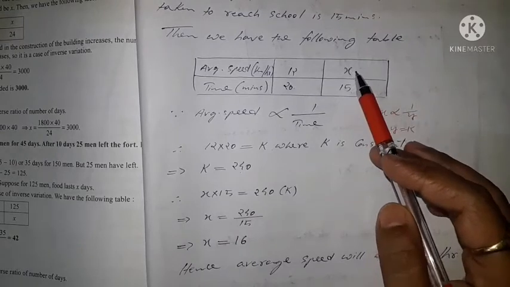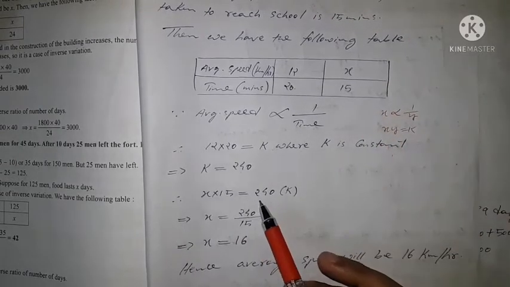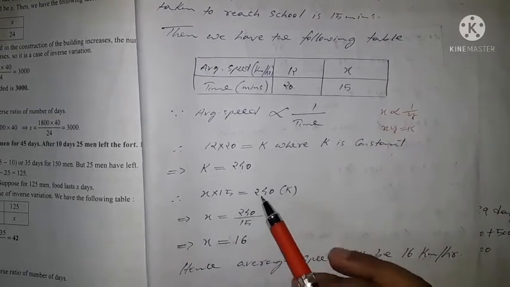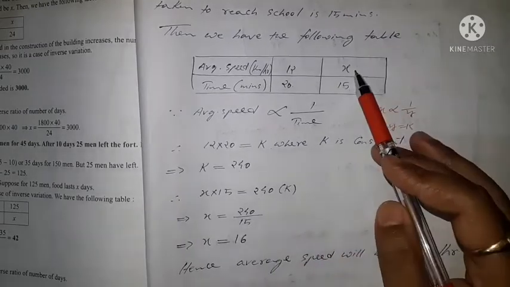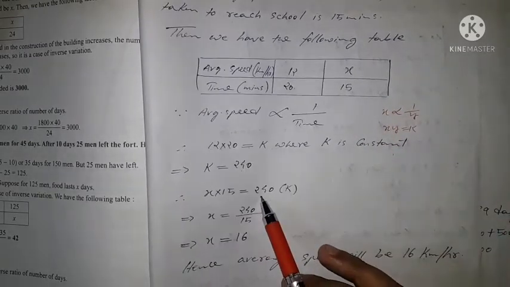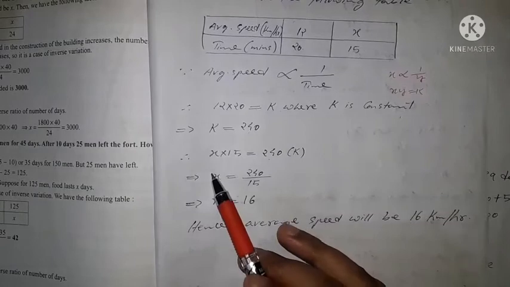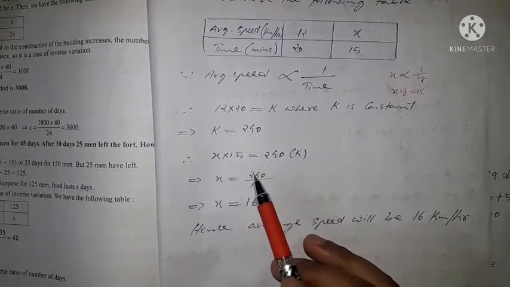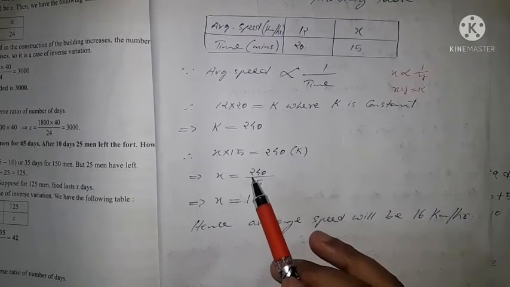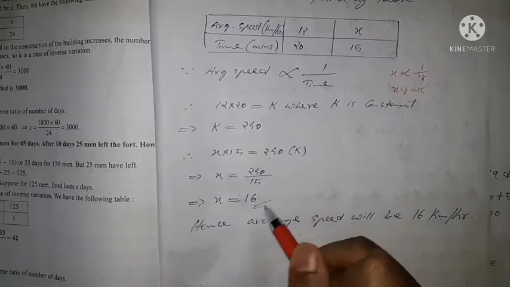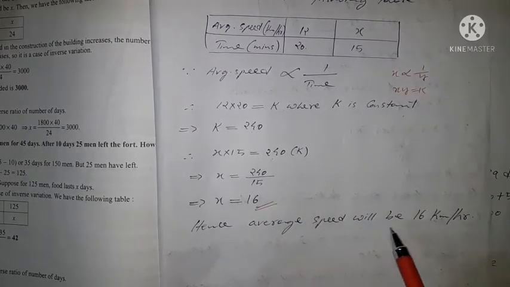So therefore x into 15 is equal to 240, since this is the value of k, so the value of k remains the same. So x into 15 is equal to 240, which is the value of k. So the 15 comes down, if we send 15 to the other side, it becomes divide. So 240 divided by 15, that is 16. So hence the average speed will be 16 km per hour.